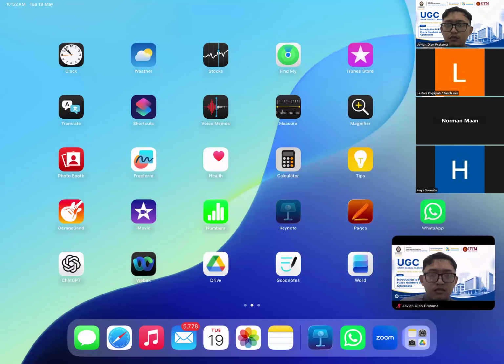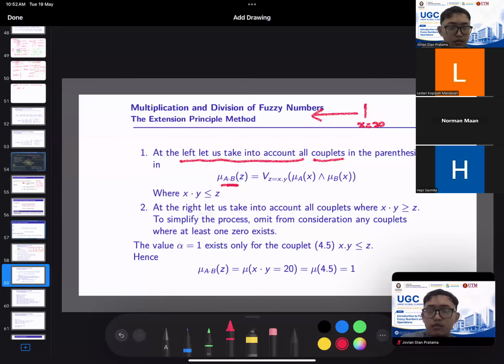Can you see my screen? Can you see my screen? Yes. Okay. All right.